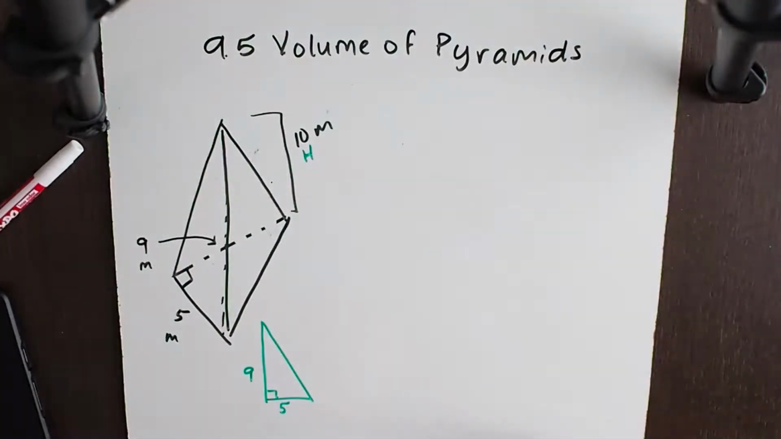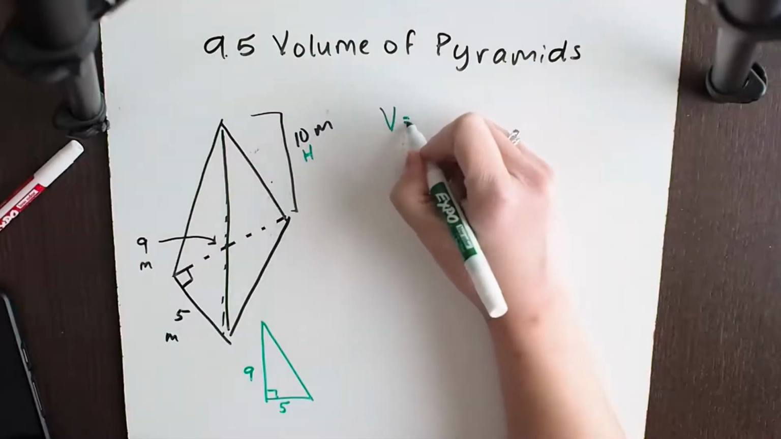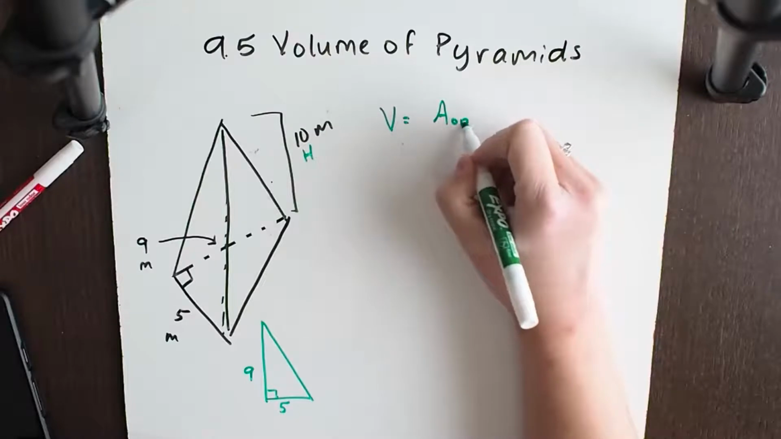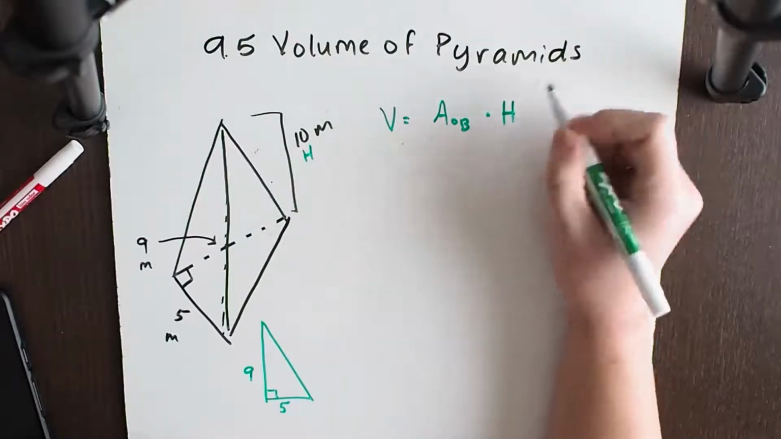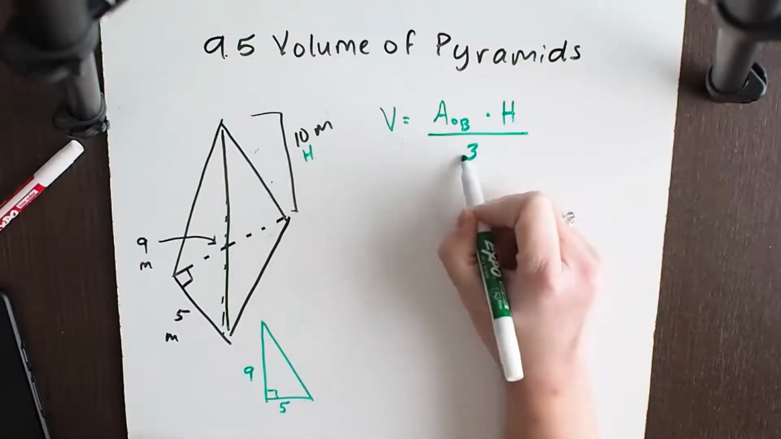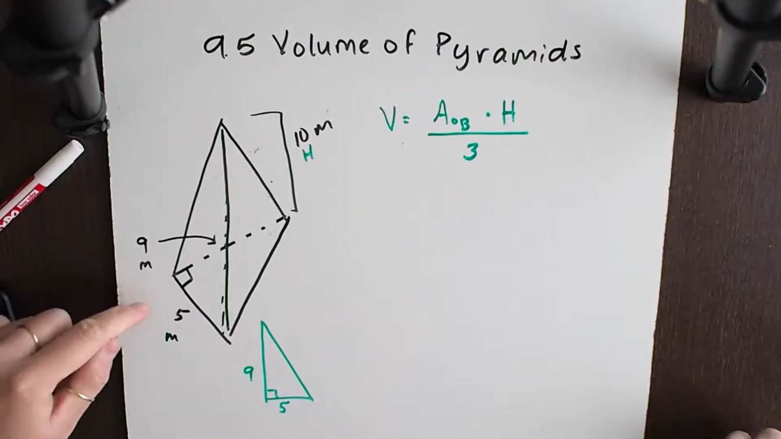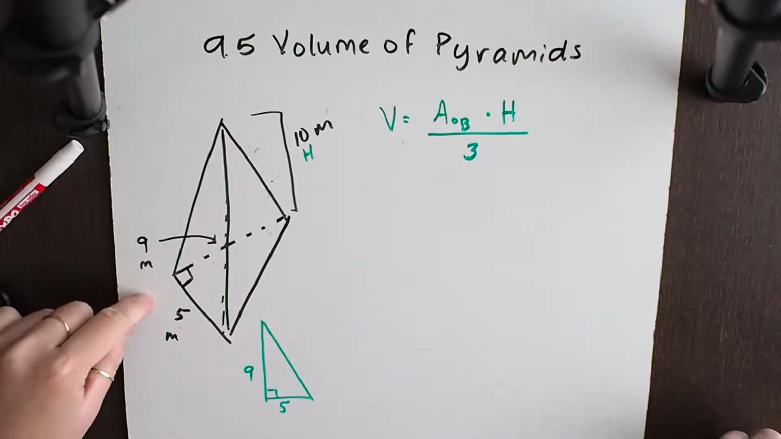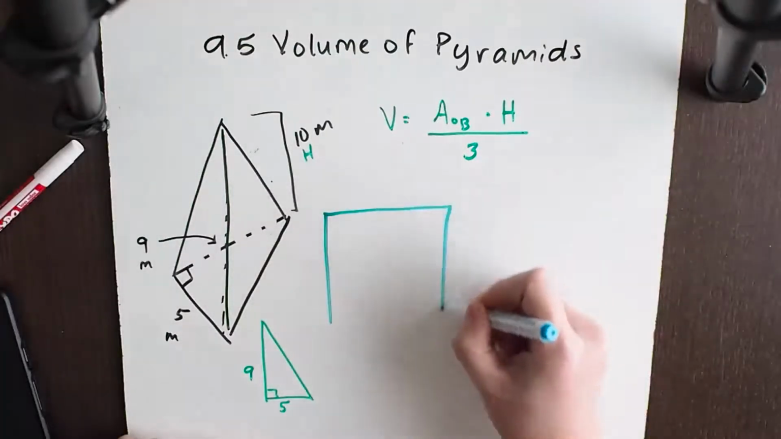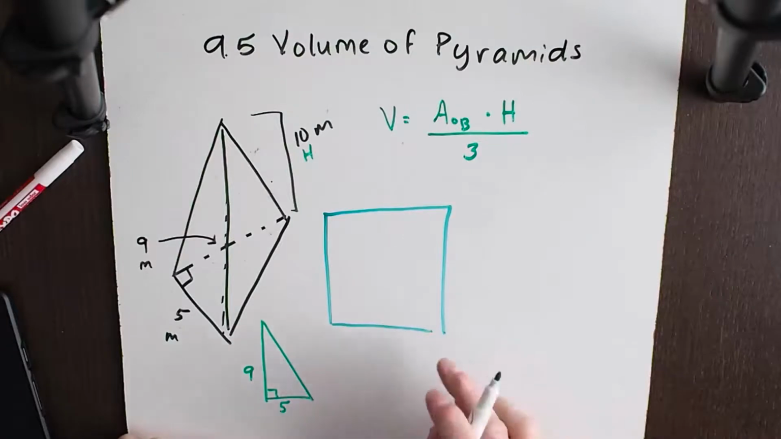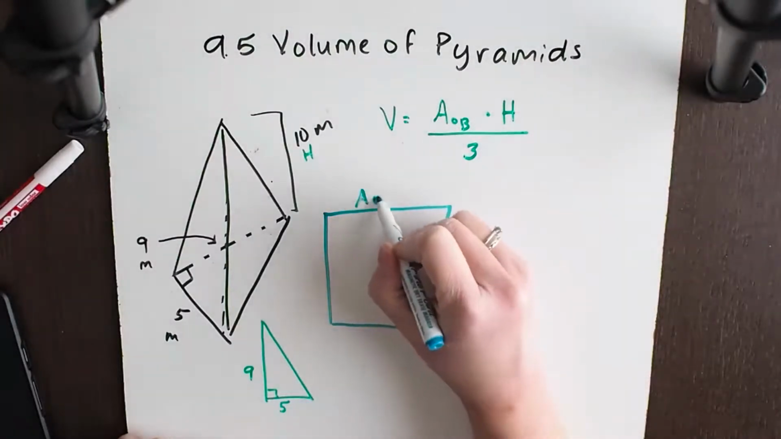The first thing we always do is write our formula. So let's go ahead and do that. Volume is equal to area of the base times big H, or the height, all divided by 3. The only problem we have now is that the area of the base is no longer just little base times little height. It's not a rectangle anymore. Let's take a little chunk of space here and figure out what the area of the base is. I'm going to put it in a box.